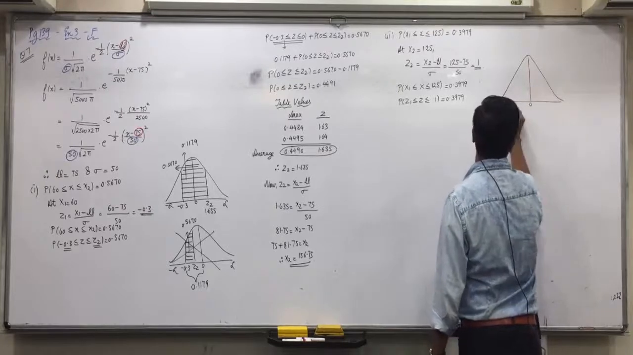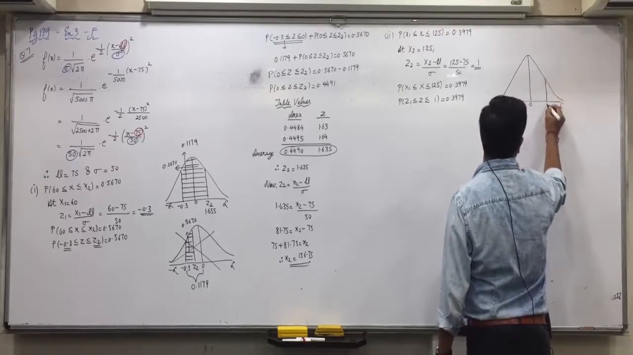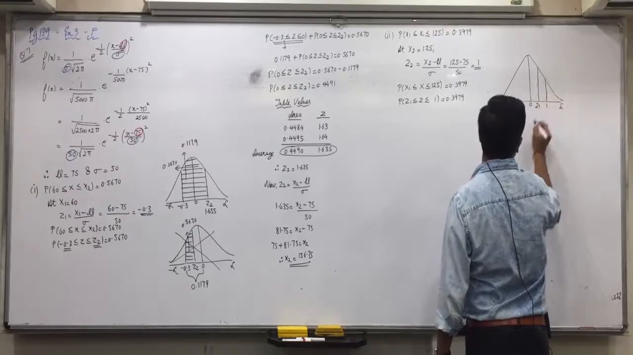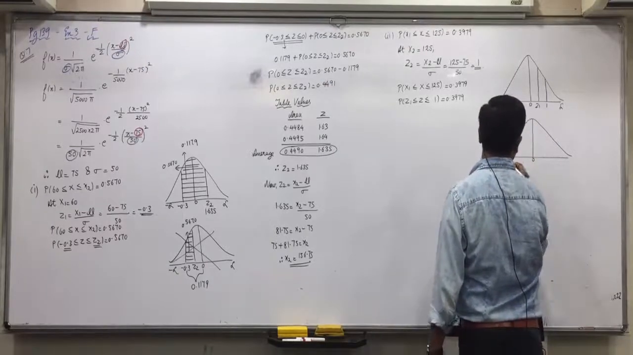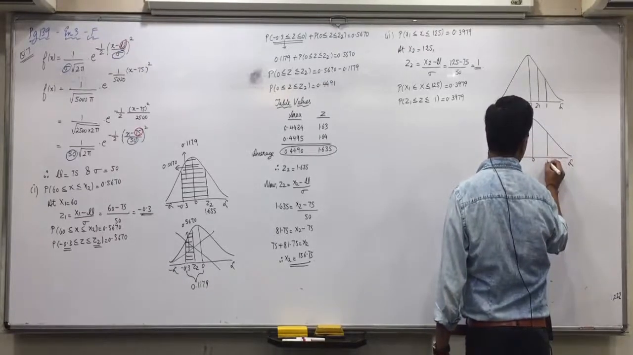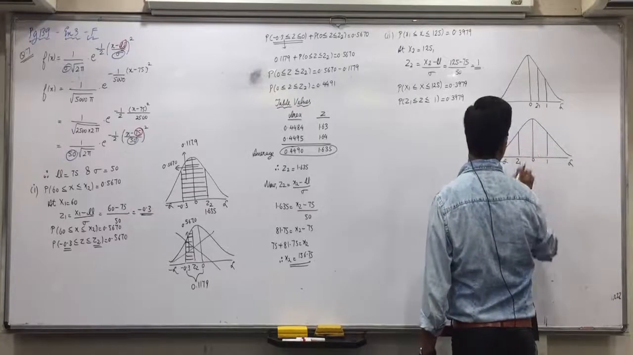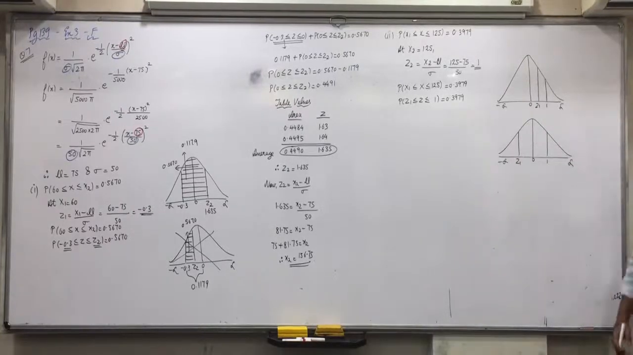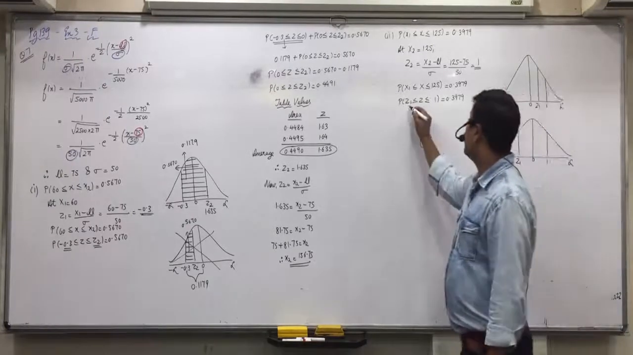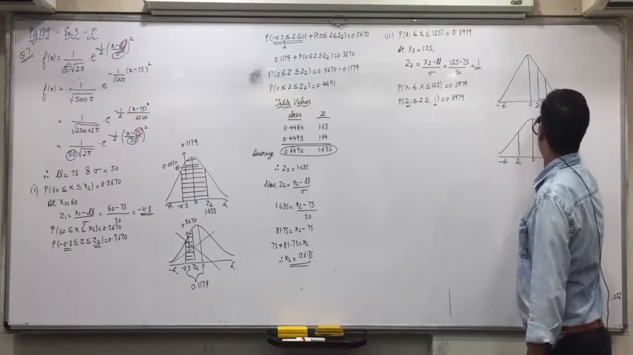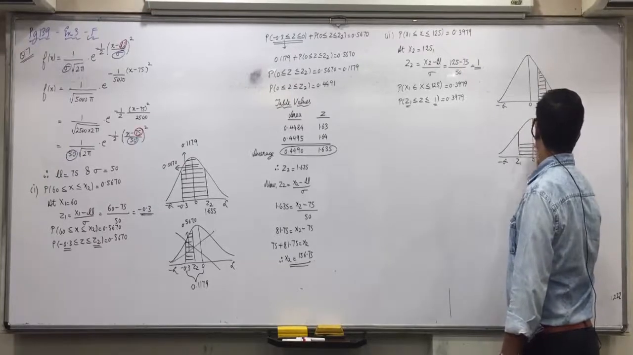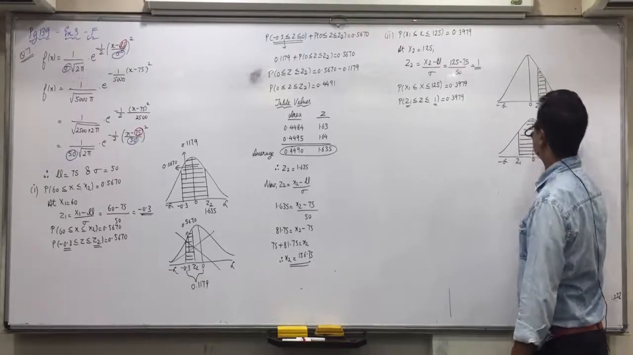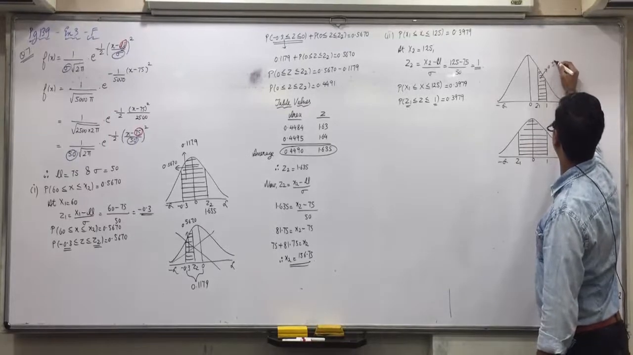One will always come on the right side. In one diagram we can take z1 on the right side, and in another diagram we can take z1 on the left side. One will always come on the right. We need to do shading between z1 and 1. This area is given as 0.3979.